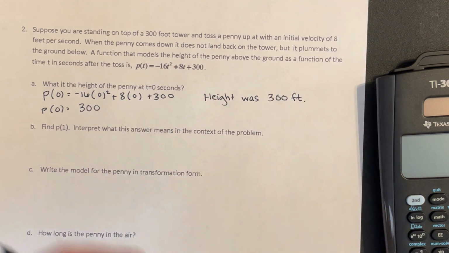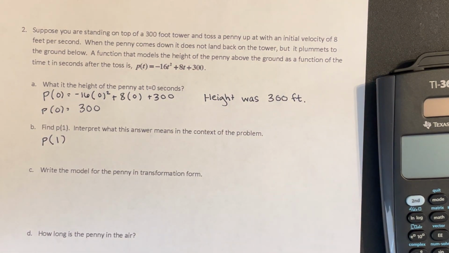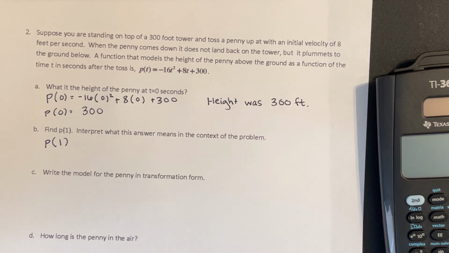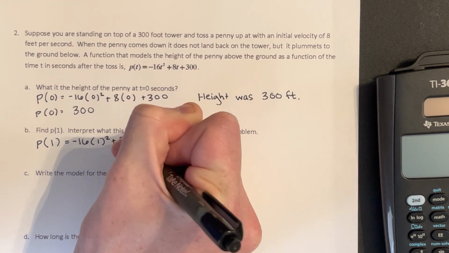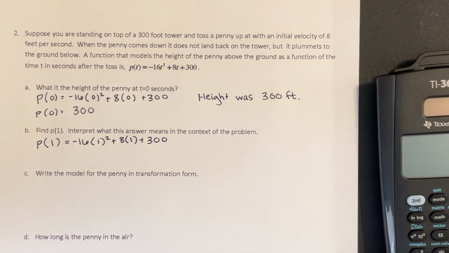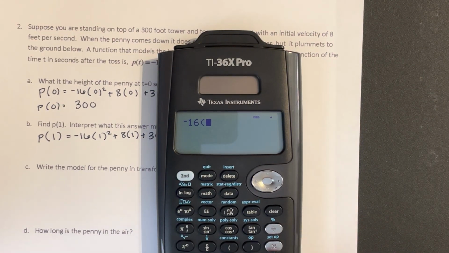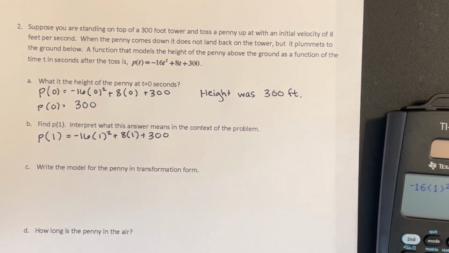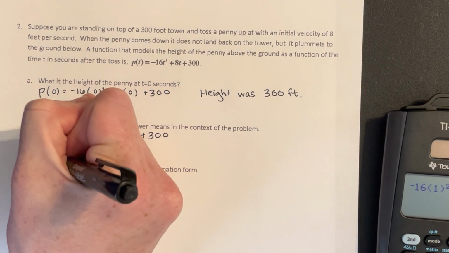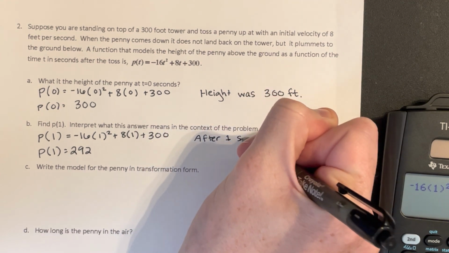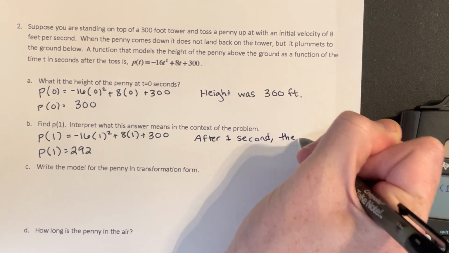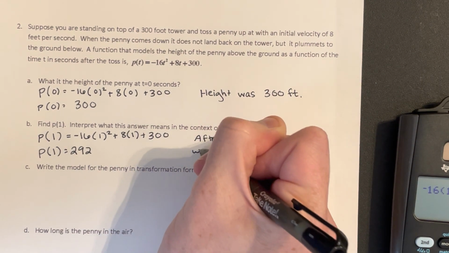And then P of 1. If we're interpreting what that means, this means after 1 second, what was the height. So -16 times 1 squared plus 8 times 1 plus 300. We can put that in our calculator as well. -16 times 1 squared plus 8 times 1 plus 300. We get 292. So P of 1 is 292. So after 1 second, the penny will have a height of 292 feet.